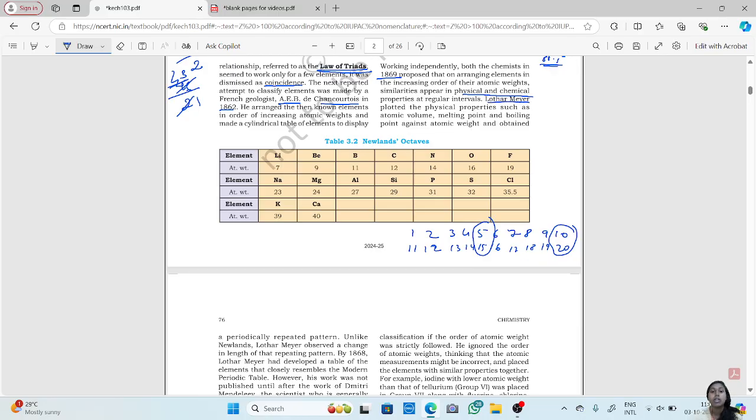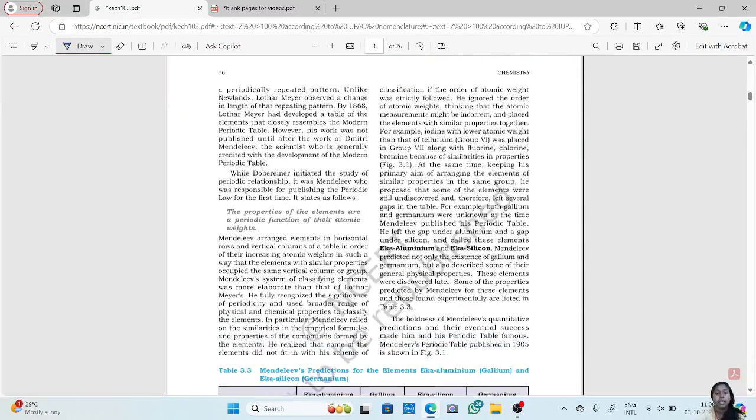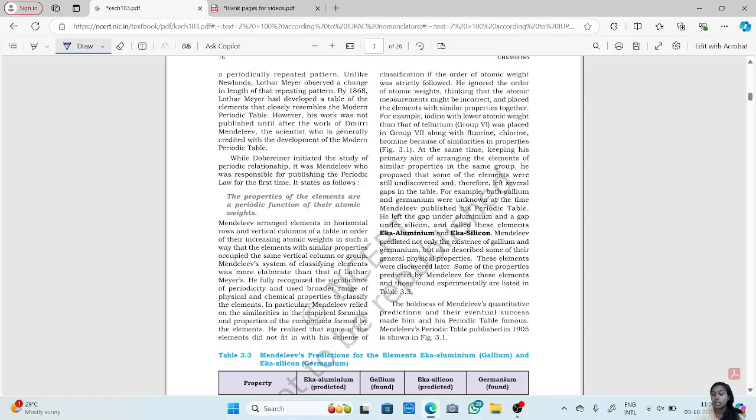He basically worked on the physical properties of those elements. Physical properties like their atomic volume, melting point, boiling point against the atomic weight, and he obtained a periodically repeated pattern. He obtained a repeated pattern that every after 5 elements the pattern is repeated.